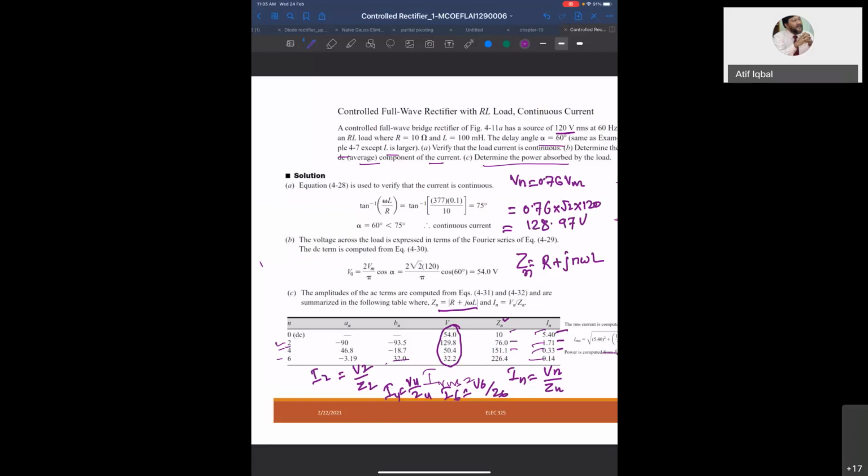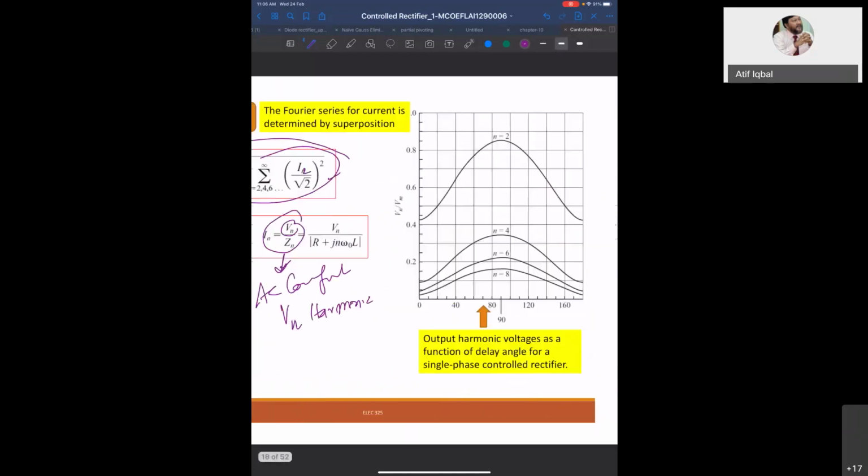And from the analytical expression, what you get is 129.8, and here what I am getting is 128.9. So very close, very close. So instead of going to the calculation by the analytical way, you can also use the graphical approach. This is what I was trying to say.